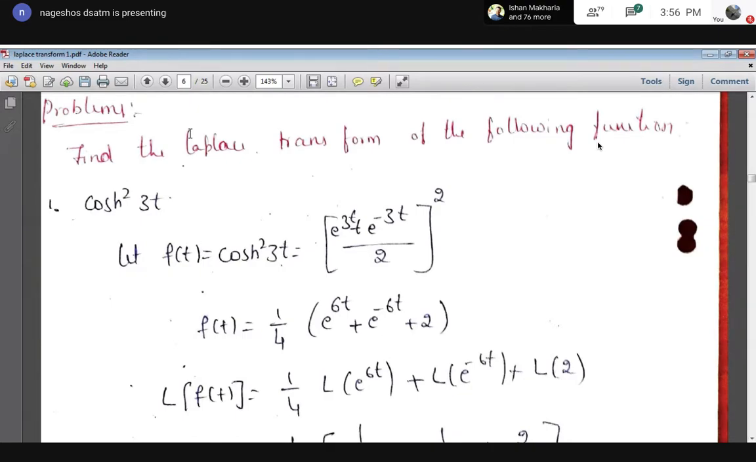Find the Laplace transform of the following functions. We'll do some problems. Any doubt on this? Any doubt on this? Laplace transform of elementary functions. You need to reply. Any doubts?